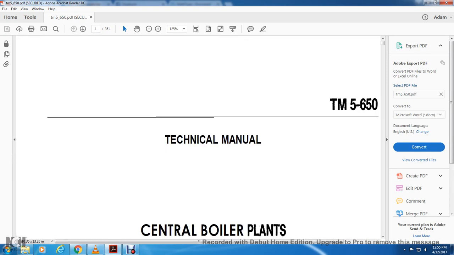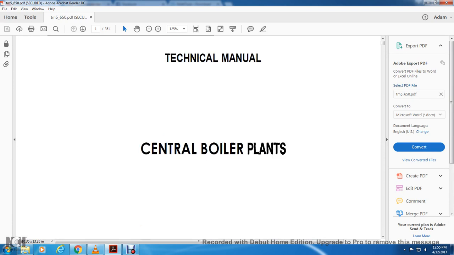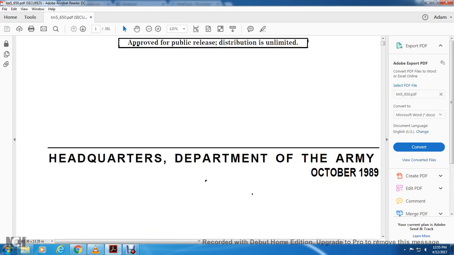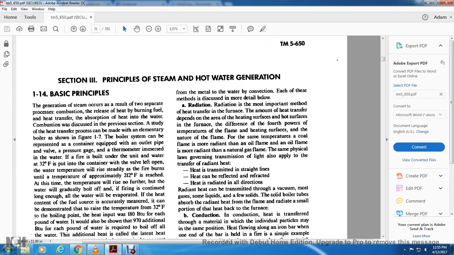Technical Manual TM 5-650, Central Boiler Plants. Approved for public release, distribution unlimited. Headquarters, Department of the Army, October 1989. Chapter 1, Section 3: Principles of Steam and Hot Water Generation.